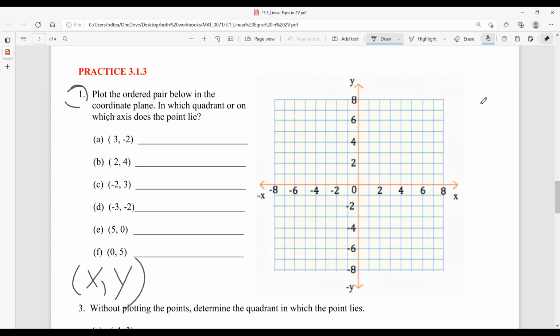Point A is 3, -2. Again, starting here at the origin, you go to the x, 1, 2, 3 units, and then you're going to go down 1, 2 on the y. This is the point right here, point A. And it lies in quadrant 4.